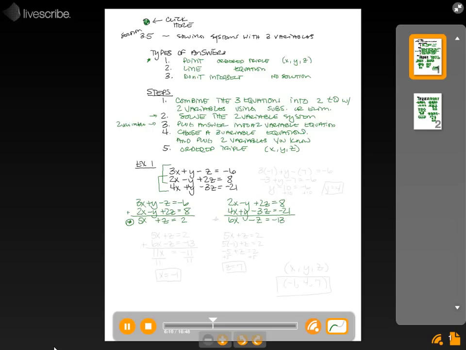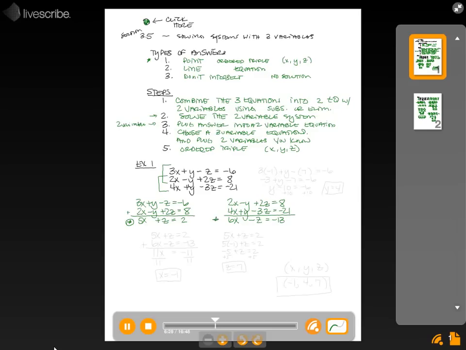Now, something you want to remember is that when you're using elimination or substitution, you want to get rid of the same variable in both sets. I don't want to solve the first one and have an x and a y, and then get to my second problem and have a y and a z. That's not going to work. I have to get it down to two variables that are the same variable in both equations, which is what I've done.